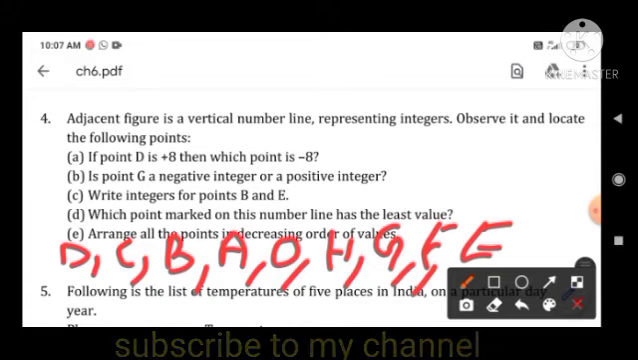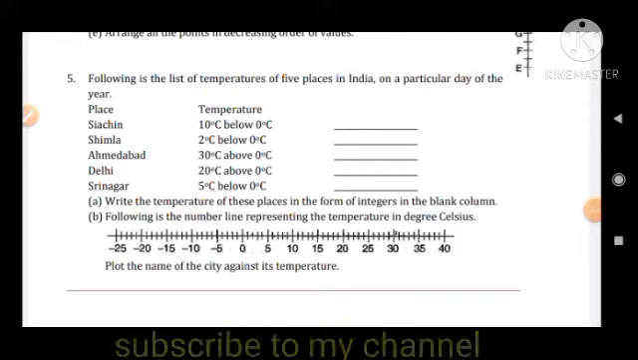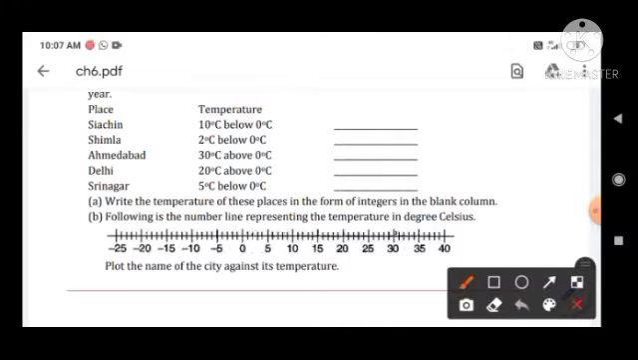Now come to the next question. Question number 5. Following is the list of temperatures of 5 places in India. The temperature is given on a particular day of the year. Suppose for one particular date, the temperatures for 5 different places of India are given.